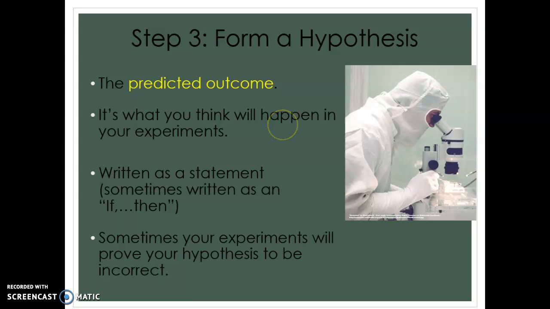Sometimes the hypothesis is written as an if-then statement, but not always. Keep in mind that sometimes your experiment will prove your hypothesis, and sometimes it will prove it incorrect. Either case is fine. The hypothesis allows us to have a direction and a focus for our experiment.